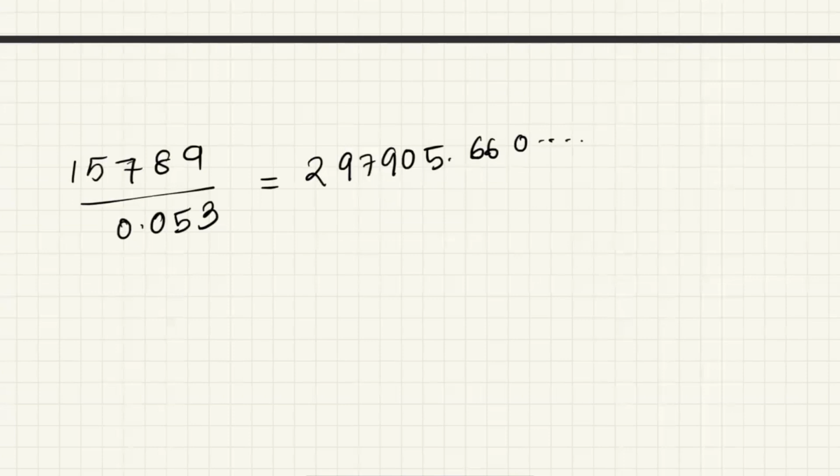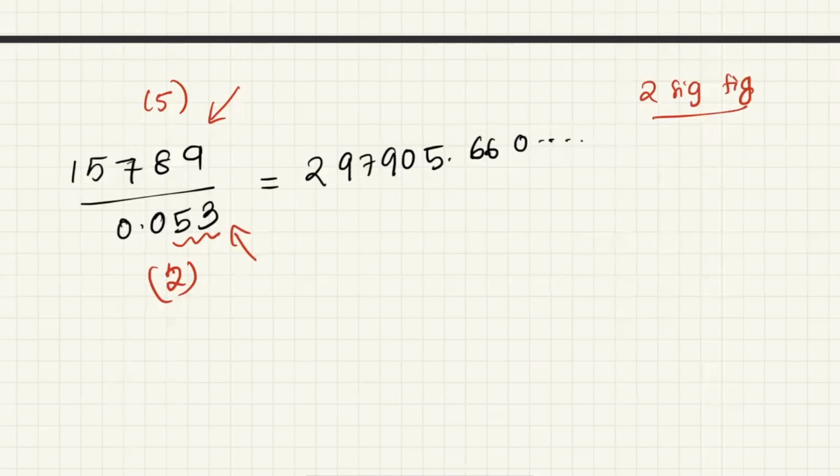So first, what do we do? Check the sig fig of the question. Here you have 5, here you have 2, right? Remember, the zeros before any numbers are going to be insignificant. So this is only 2. That means your answer is going to have 2 sig fig. So to have 2 sig fig, that means what? 1, 2. Right?